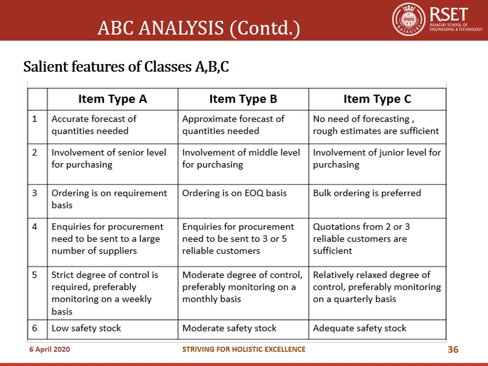Then enquiries for procurement need to be sent to a large number of suppliers for item type A. Enquiries need to be sent to 3 or 5 reliable suppliers for item type B. And quotations from 2 or 3 reliable suppliers are sufficient for item type C. In item type A, a strict degree of control is required. In item type B, a moderate degree of control, whereas in item type C, it's a relaxed degree of control, preferably monitoring on a quarterly basis. Safety stock is very low for type A. Safety stock is moderate for type B, whereas safety stock is adequate for type C. So these are the differences between classes A, B, and C of your ABC analysis curve.